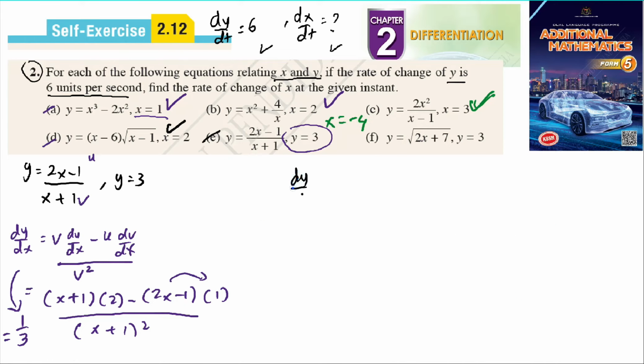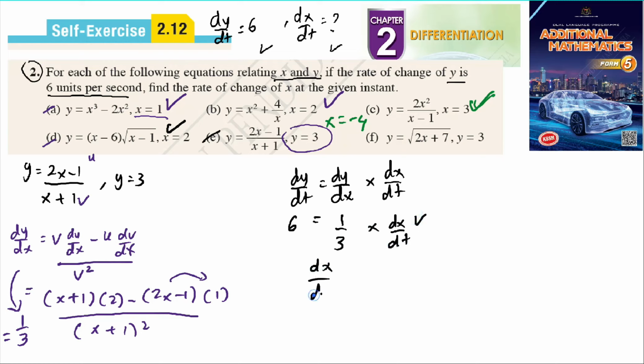So we know that dy over dt is equal to dy over dx times dx over dt. You can see at part A, I did explain how I get this formula. So this one, dy over dt is given, which is 6. dy over dx, we get 1 over 3, times dx over dt is what we wanted to find. So dx over dt is equal to 6 divided by 1 over 3, which is 6 times 3 over 1, which is 18. So this one is 18 units per second.